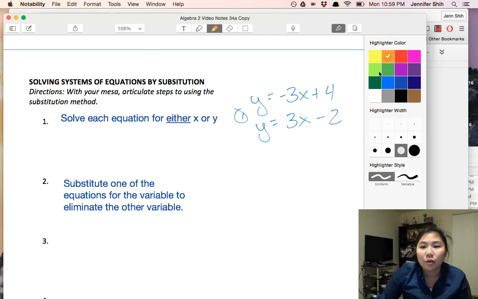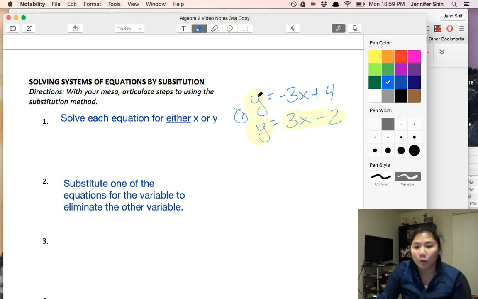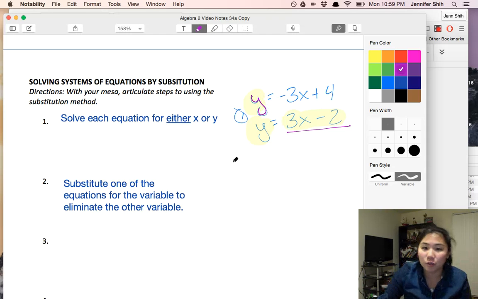If you notice here with substitution, there's this y value, and it's equal to this y value. These y values are the same. And this y value is also equal to 3x minus 2. So if we substitute this value of y in for this value of y, then we can set each equation equal to each other. So let's do that. So we have negative 3x plus 4 is equal to 3x minus 2. Okay, so that was our second step.